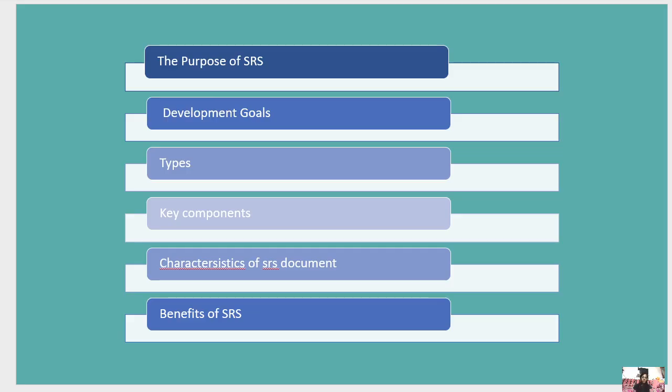So without dealing much, this is the table of contents. At first, we'll be looking at what is the purpose of SRS, next development goals, then what are the types of SRS, next what are the key components and key factors involved in the SRS, next characteristics of the SRS document. Then, what are the advantages of the SRS document?